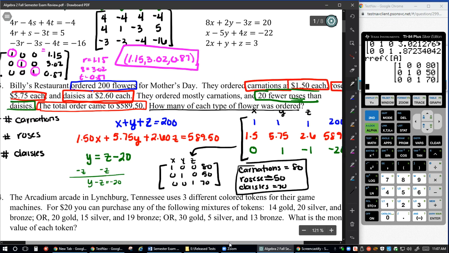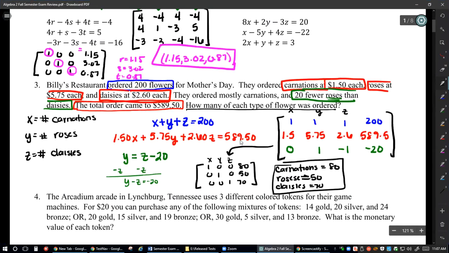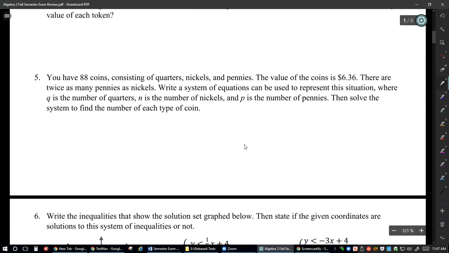So you guys are actually going to try number 4 on your own. So I'm going to skip down to number 5, and let's set up number 5. I'm going to have you solve it by yourself, but I'm just going to set up number 5 with you.